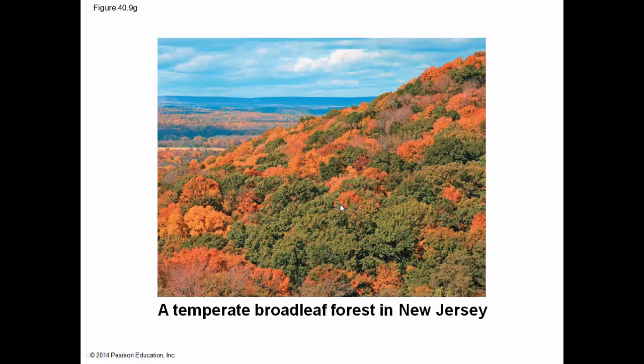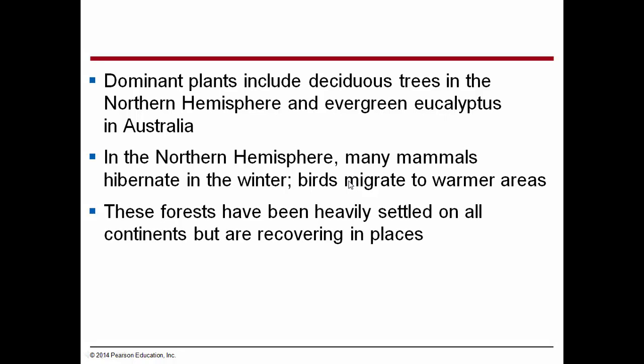When they lose their leaves in the winter, that prepares them for the ice and the snow. If they had leaves during the winter, the ice and snow would cling onto their leaves and break their branches. So by losing their leaves, it's an adaptation to prepare for the winter weather. Dominant plants include deciduous trees in the northern hemisphere and evergreen eucalyptus in Australia. In the northern hemisphere, many mammals hibernate in the winter. Birds migrate to warmer areas.